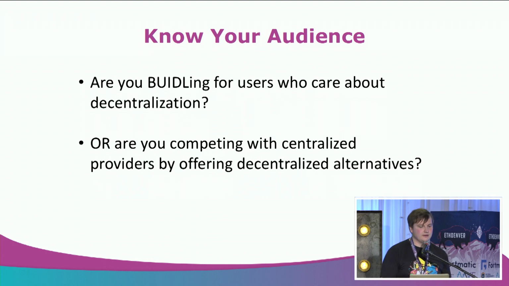So let's say you're building for users who care about decentralization, so you want to serve a demographic that already exists. Think about what's important for them, and how you can reinforce those things. On the other hand, if you are trying to get decentralized finance to compete with centralized providers, you need to understand that you're not only competing on the security which decentralized finance and smart contracts provide, but you're also competing with the UX. So you need to be equally good and actually better than the centralized providers.